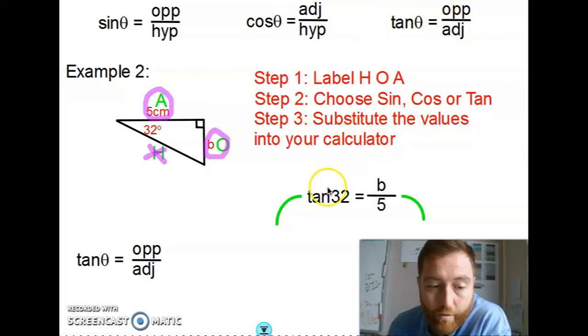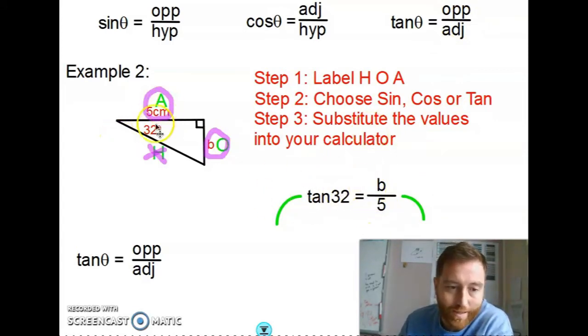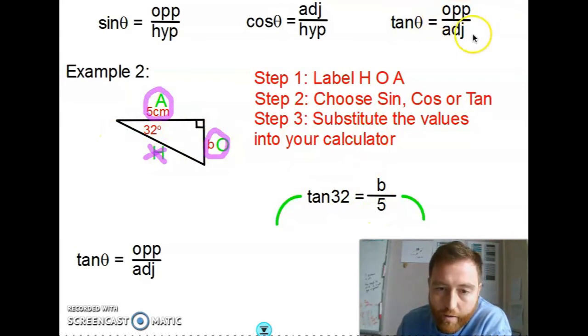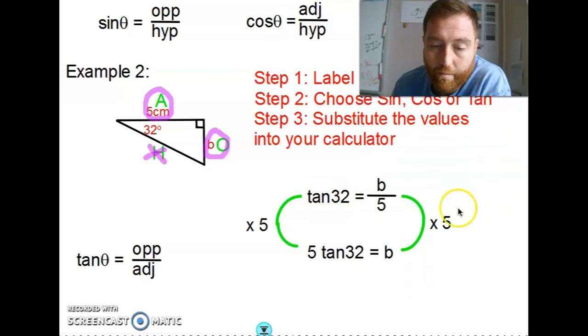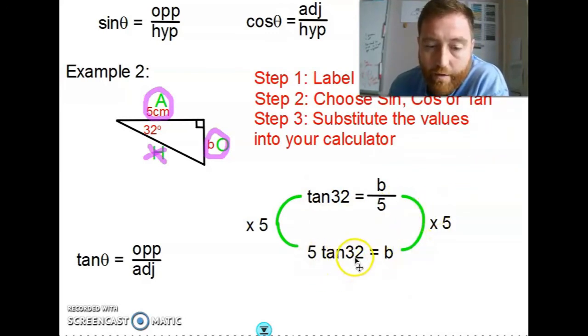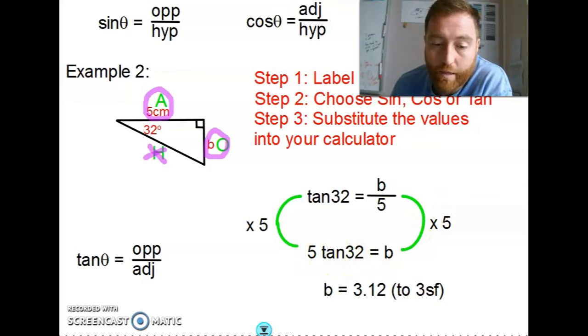Again, we substitute in our values. Theta is 32, so tan 32 equals opposite. Opposite is B, that's what we're looking for, and the adjacent is 5. So I've substituted these numbers into the right place on this tan ratio. Now I need to multiply by 5. So there's my next step. Times by 5, and I get 5 tan 32 equals B. Type that in your calculator, and you should get 3.12.